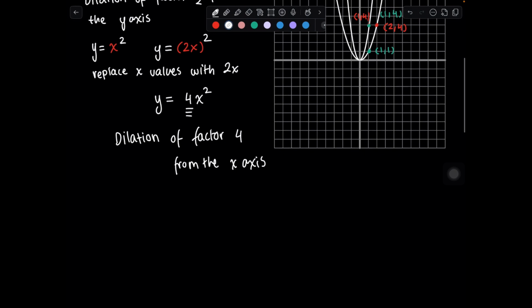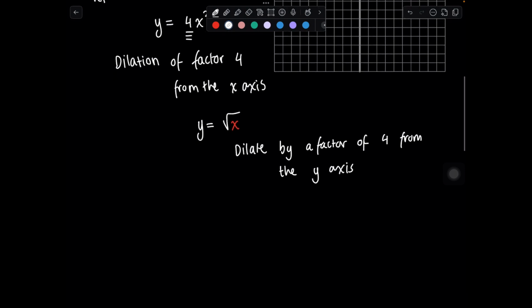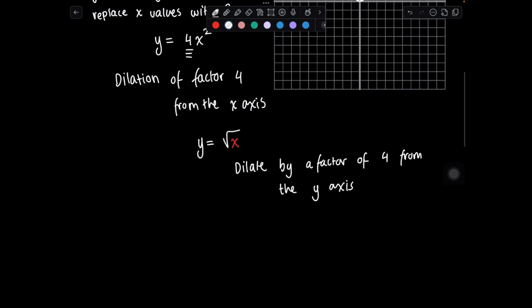Okay, so I'll give you another example. So imagine we had y equals root x. Okay, and I wanted to dilate this by a factor of 4 from the y-axis. So this is physically stretching the graph out horizontally. The way you apply it is by replacing the x value with 1 on 4 x. So you can see how we get this.